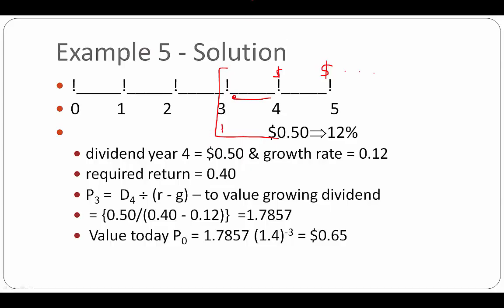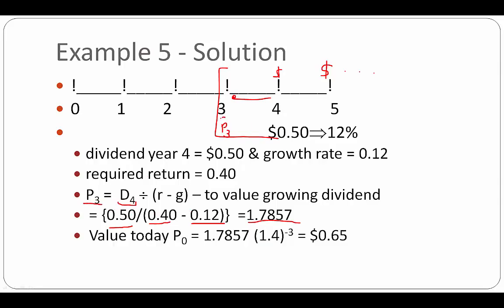So we can work out what the price would be at period 3 just by working out the present value of an annuity. The dividend we expect at period 4 is 50 cents. We want a rate of return of 40%, and we're expecting growth of 12%. So we come up with $1.78, almost $1.79.